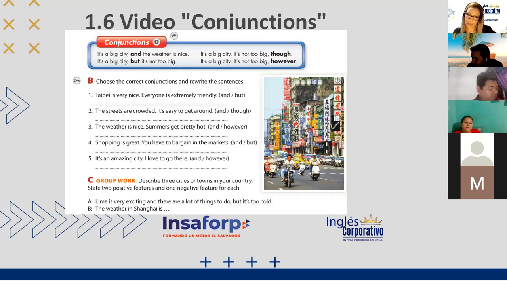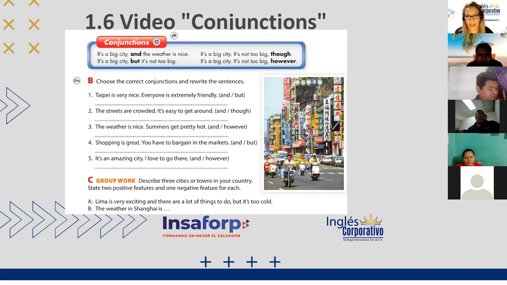It's an amazing city, and I love to go there. Excellent. Very good job, Maria. All right. Now, questions. I see that you did an excellent job with this one. So can you create at least one sentence on your own? At least one sentence. See these examples that you already did and create one sentence on your own.